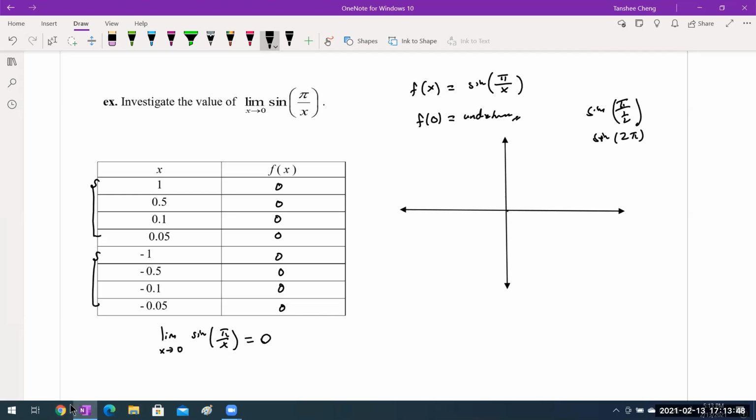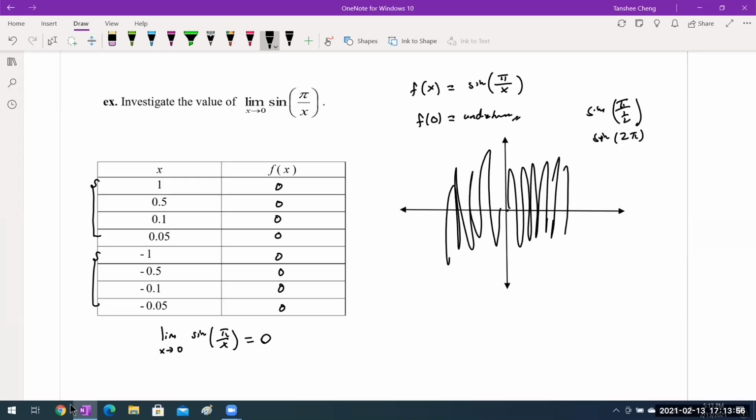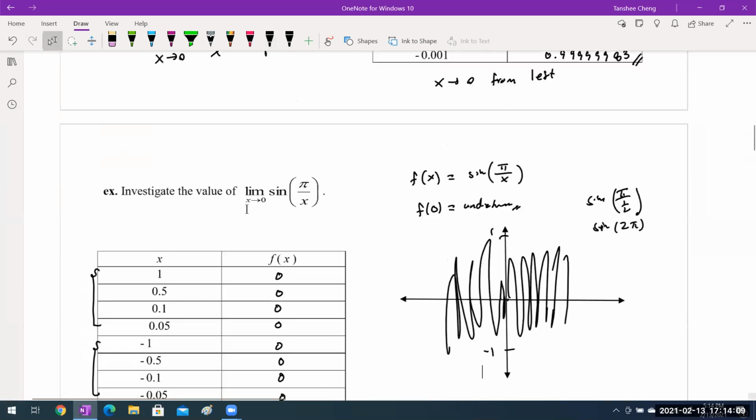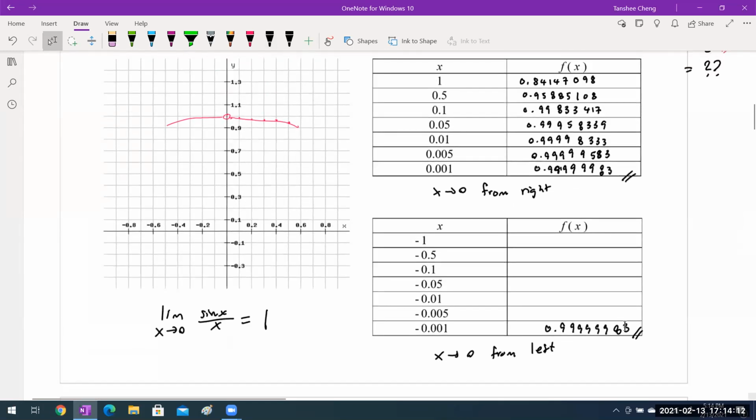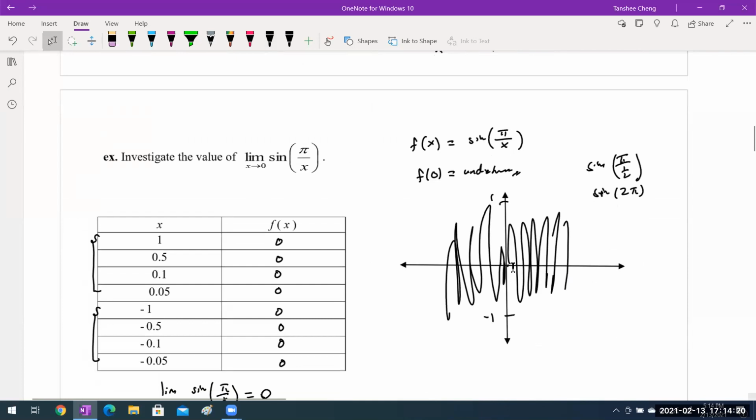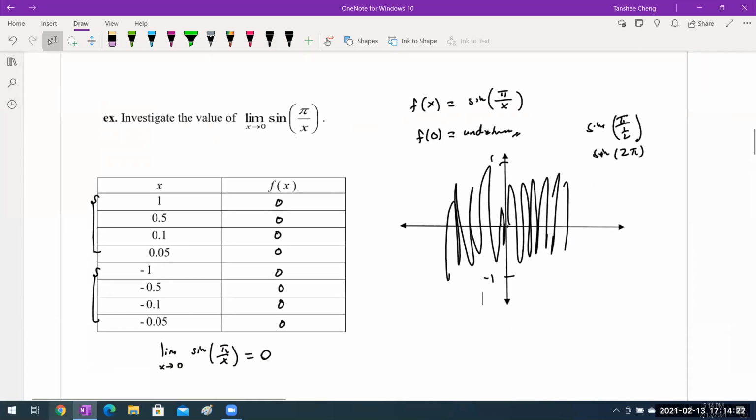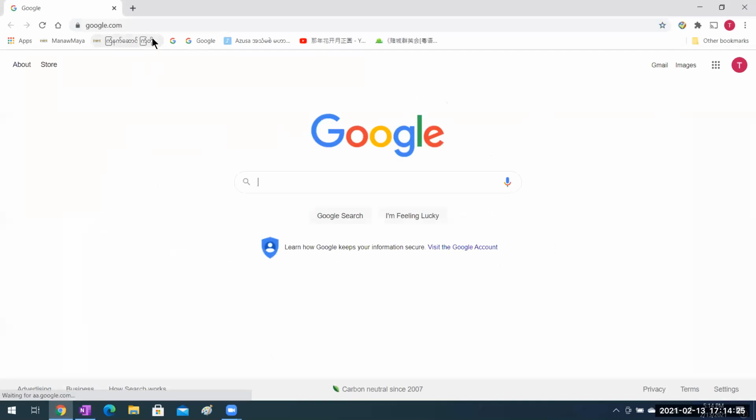This graph is going to look like it's oscillating like this. As you get closer and closer to 0, it keeps on oscillating back and forth between 1 and -1. So, unlike the other example that we have right here, the limit value is not getting closer and closer to one number. It keeps on going back and forth. So let's take a look at the graph of this.